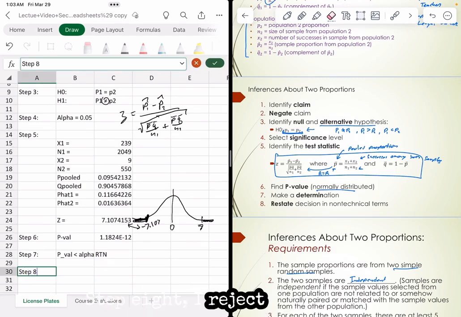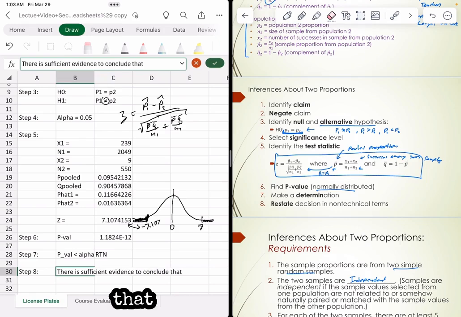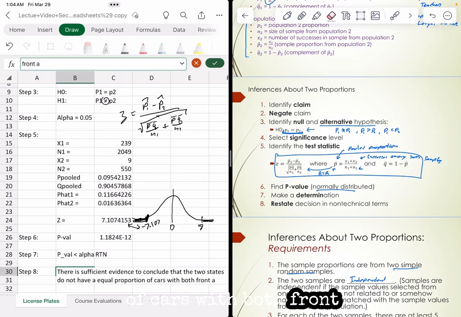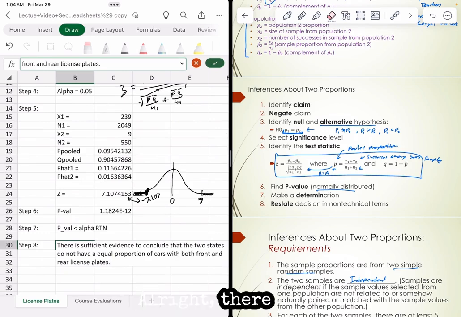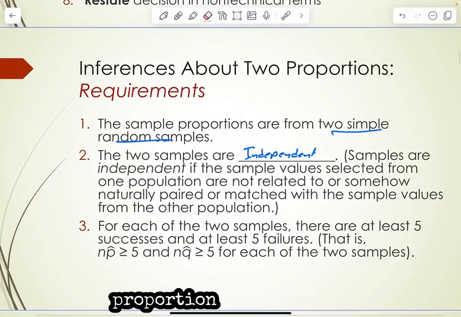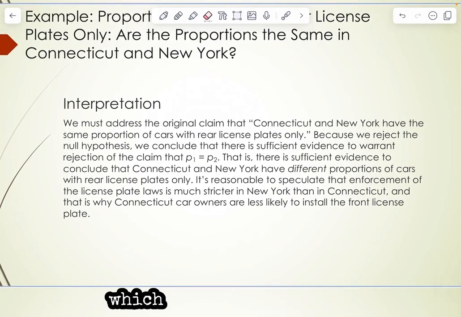All right, now I'm going to put it all together. Step 8, I reject the null, so that means there is sufficient evidence to conclude that the two states do not have an equal proportion of cars with both front and rear license plates. All right, there it is. I have completed this hypothesis test. So, inference is about two proportion requirements. We are here.